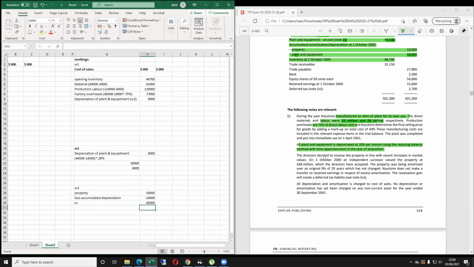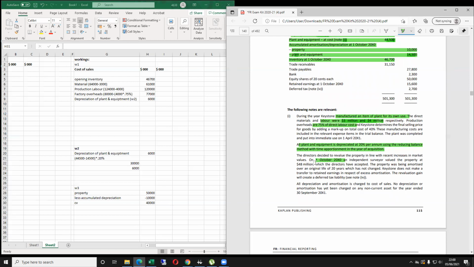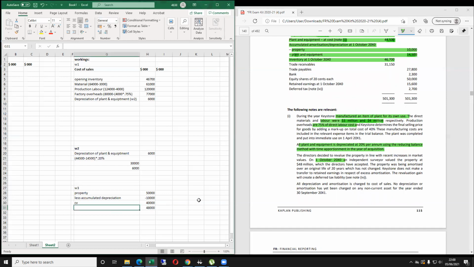And now, going to the adjustment, it says the independent survey came at the beginning of the year. So you have to depreciate after the incremental depreciation. I will show you. Make sure you note the date. On 1st October, the first day of the year, we called the surveyor and the property was revalued to 48 million. So this is our new value. That means we have a valuation increase of 8,000. We revalued by 8,000.